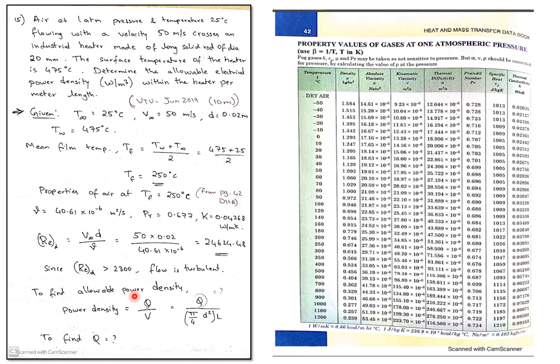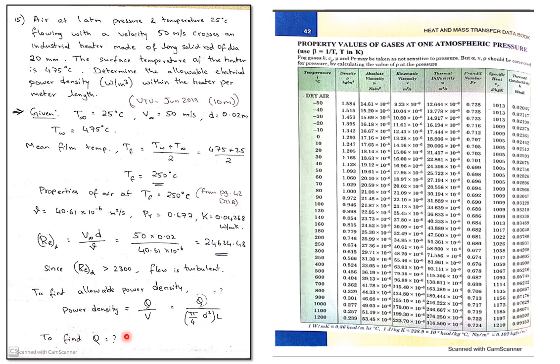Now the next step is to find the allowable power density. Allowable power density means you need to divide with respect to volume, Q by V. What is the volume? Pi by 4 d square into L. Area into L defines your volume, A into L, where the area is pi by 4 into d square.